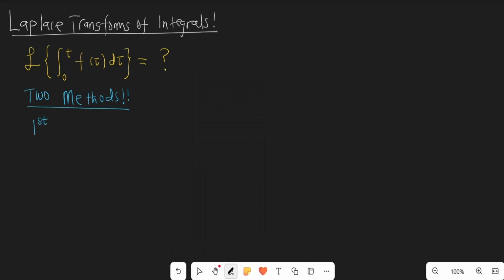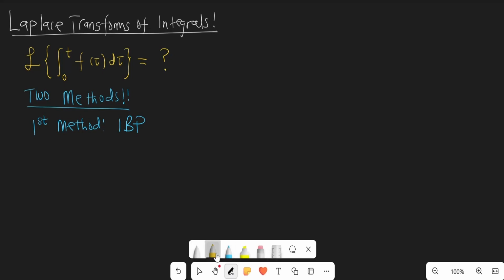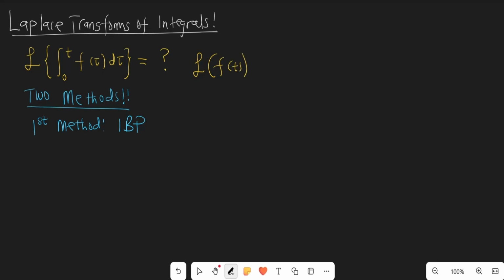The first method is integration by parts, in short IBP. So this is what I'm going to use. Let me go ahead and refresh your memory with the definition of the Laplace transform of a function, let's say f of t. That's what we have been using. This is the integral from 0 to infinity of e to the negative st, multiplied by the function that we are seeking to transform, and then dt.